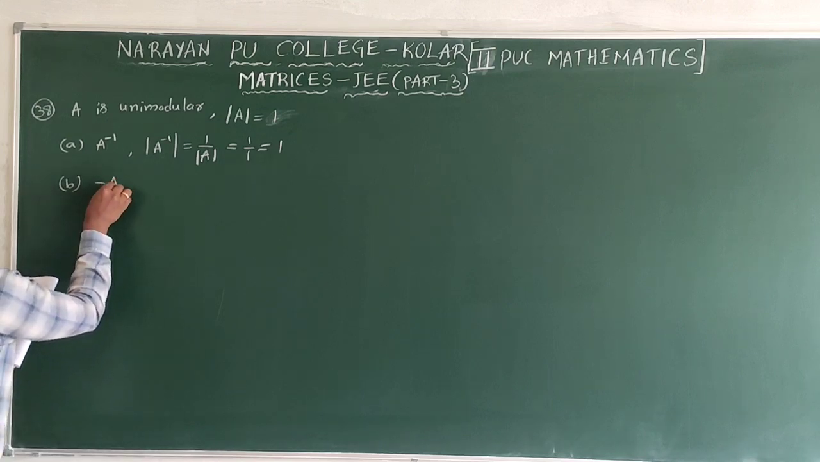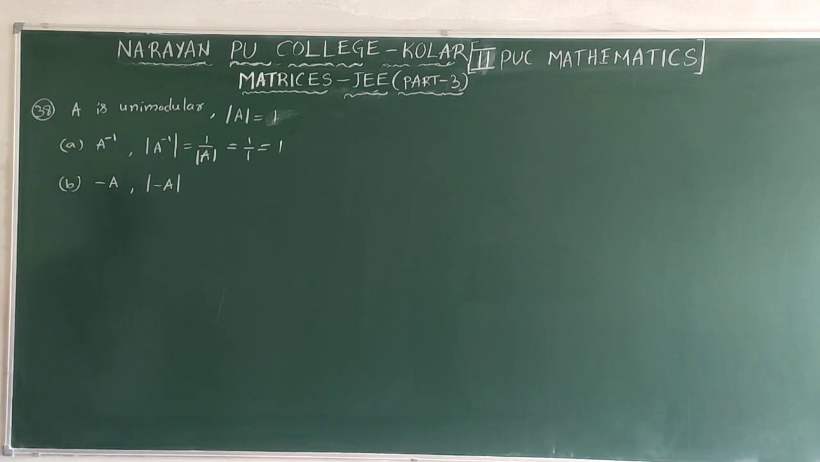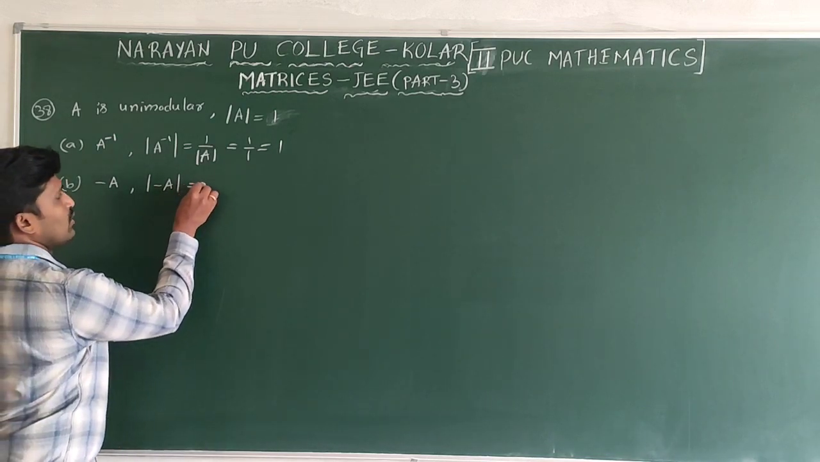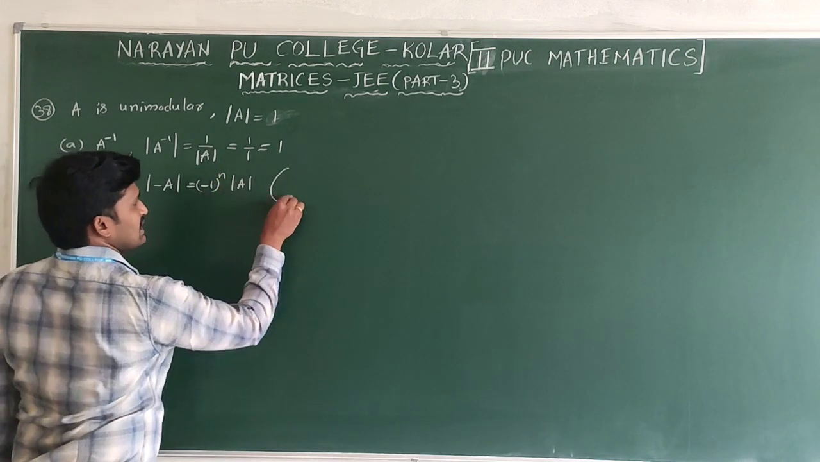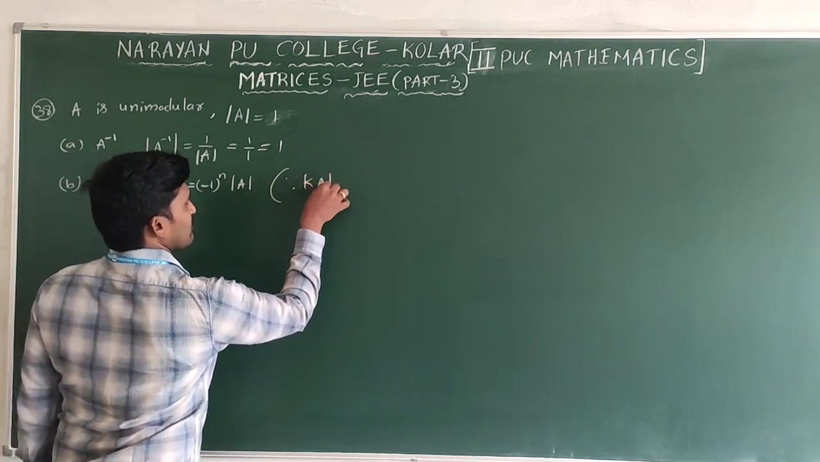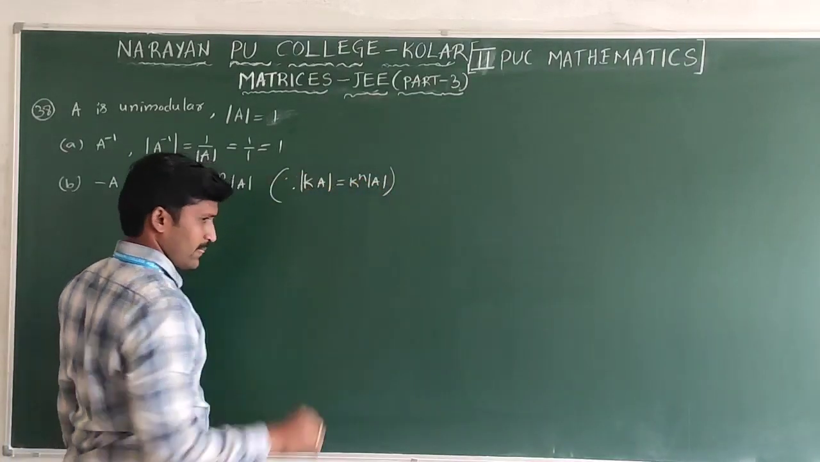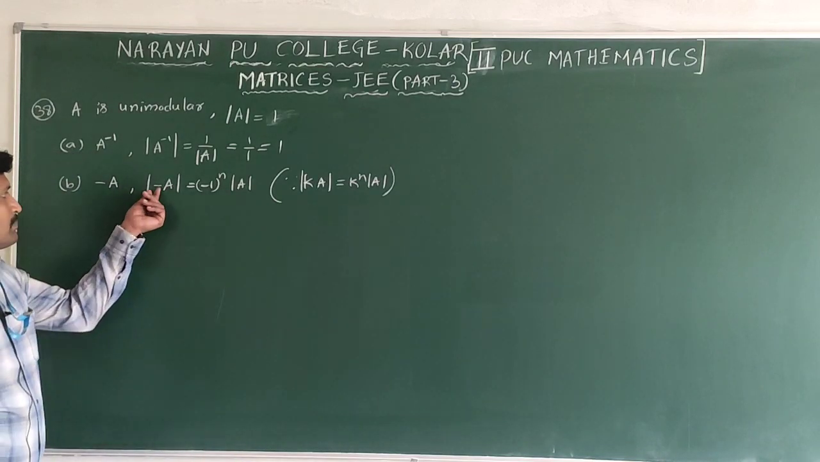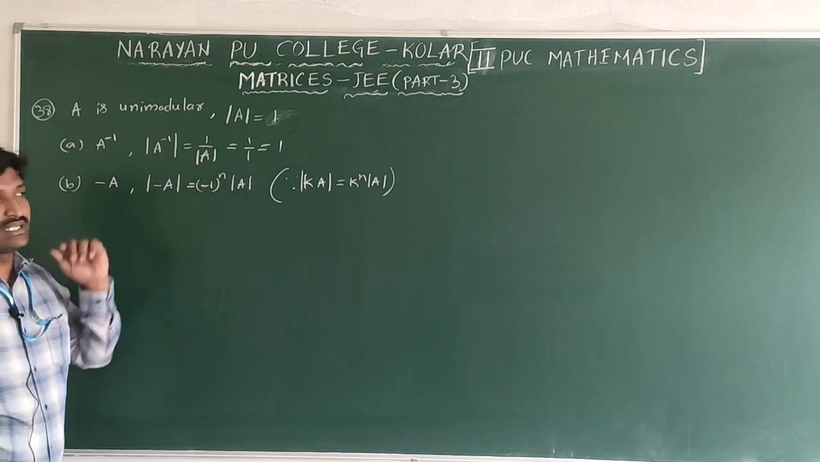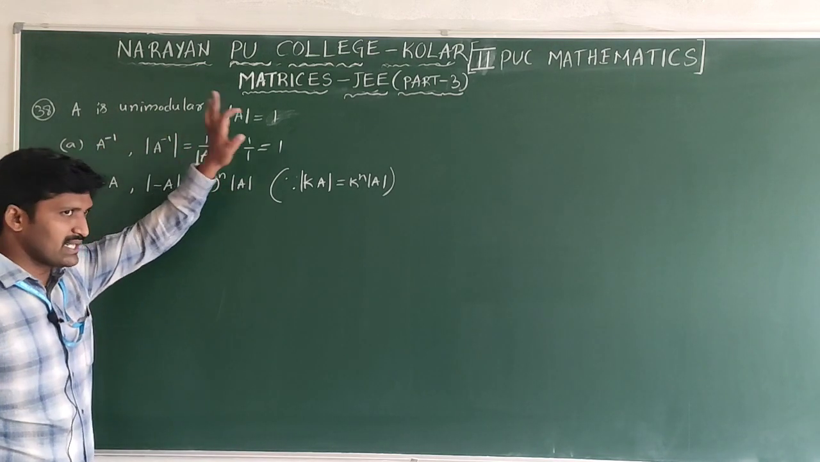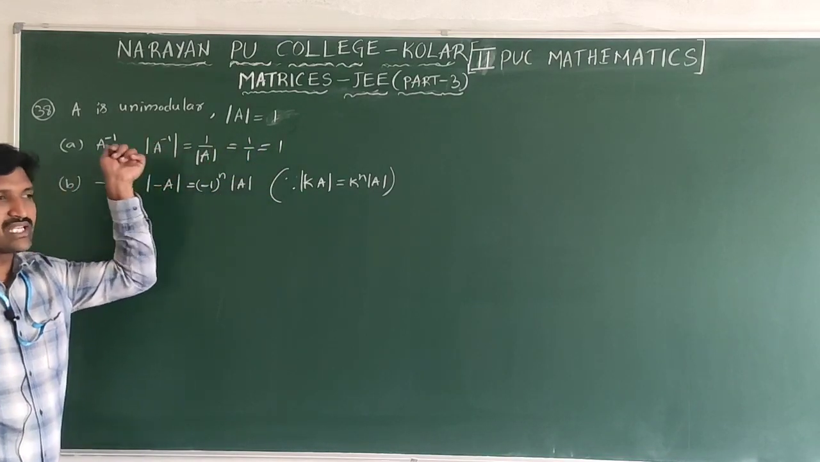The second one is minus A. What is the formula for det of minus A? We can write it as minus 1 whole power n into det A. This is in the form of det of kA, and we have the formula k power n into det A, where the scalar multiple is minus 1. So we get minus 1 whole power n into det A. Unimodular means det A is 1 only. For A inverse we got 1, so clearly it is unimodular.